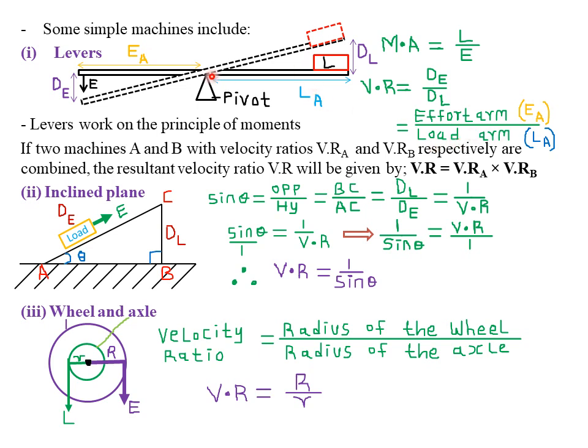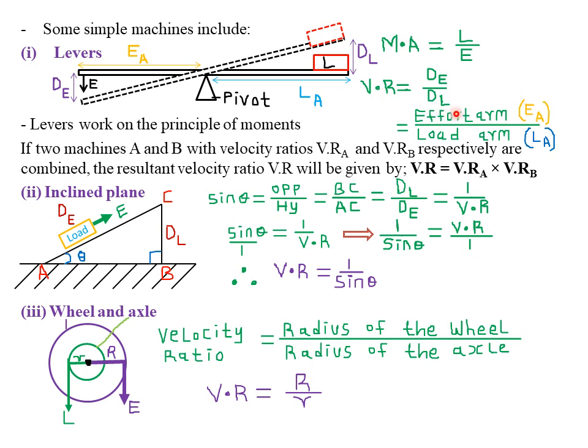The load arm simply starts from the pivot up to the point where our load is. So LA is the load arm. The ratio of the effort arm to the load arm is similar to the ratio of effort distance to load distance, which is equal to velocity ratio. So maybe if you are given a question, you just look at what you have been given.